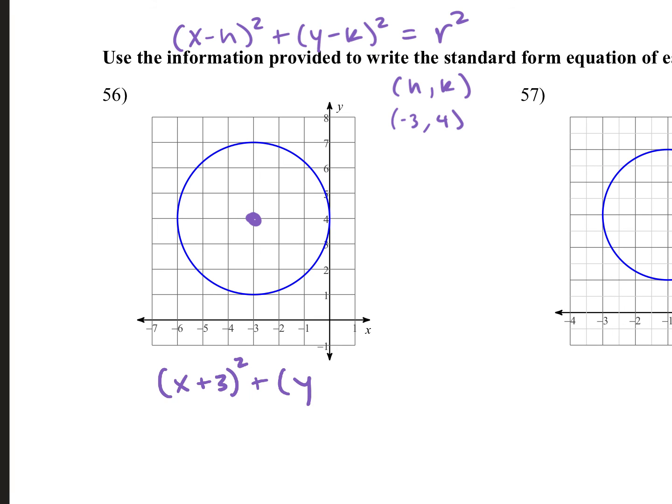y minus 4 squared is equal to, and then last thing we need to figure out what our radius is. So we count from the center to the edge of the circle. So that would be 1, 2, 3. So since our radius is 3, in our equation we need r squared, so we just square the 3, which would give us 9.